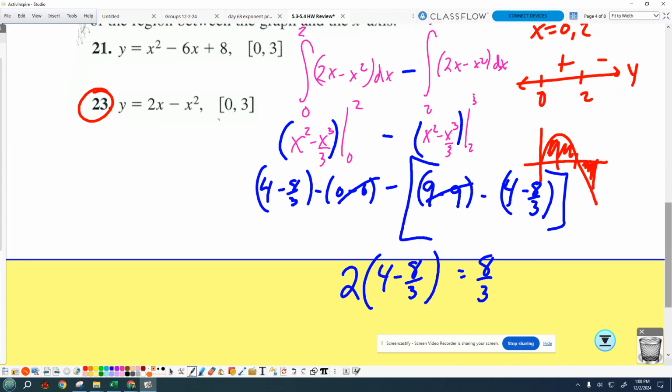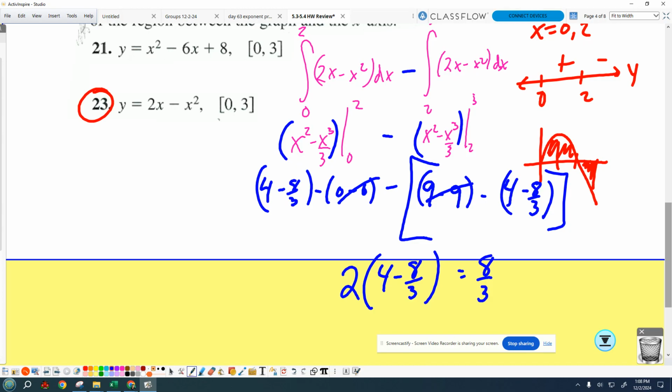Okay, so, and if I just integrate, you will definitely see this on the test on Thursday. You need to know the difference between just integrating versus total area.